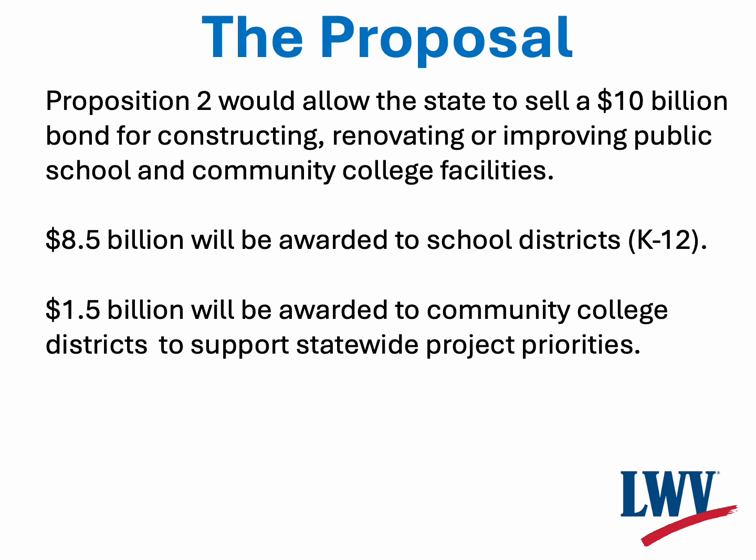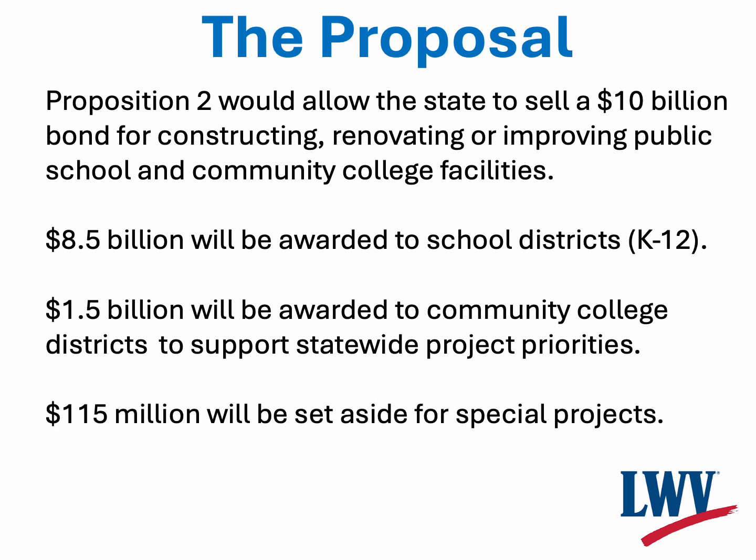These monies will be awarded based on review by the legislature and the government. A portion of the K-12 money, $115 million, will be set aside for special projects. These include reducing lead levels in water on school sites, building and renovating classrooms to house transitional kindergarten programs, as all 4-year-olds will be eligible for TK starting in the 2025 to 2026 school year, and also for special facilities like gymnasiums, multipurpose rooms, libraries, or school kitchens.